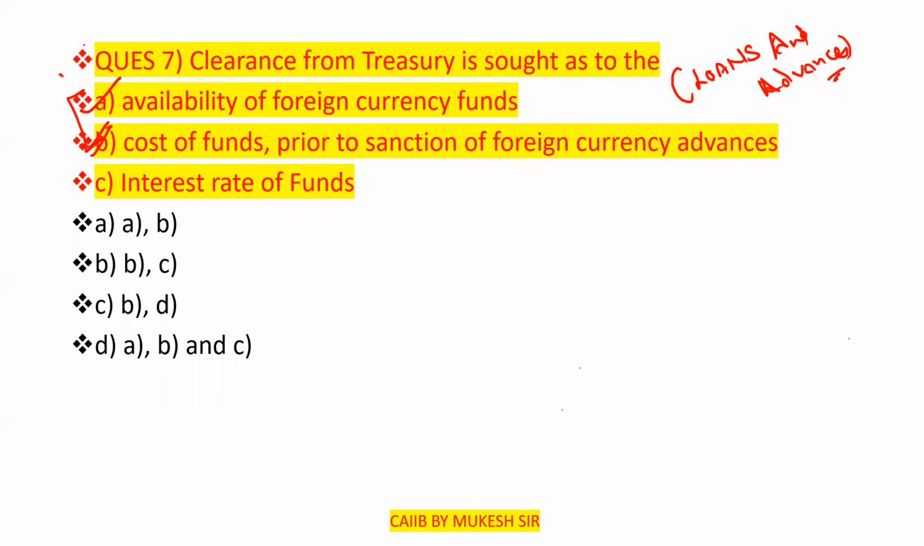So please go through this. This question was shared last time by one of the students. So options A and B are correct. Regarding interest rate of funds, there is nothing about that. So A and B are correct, and option A is the correct answer.